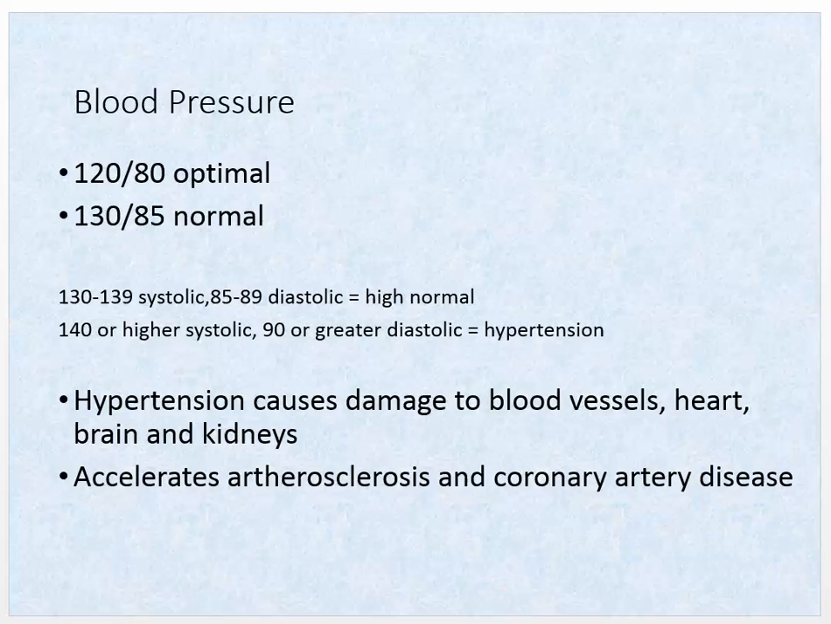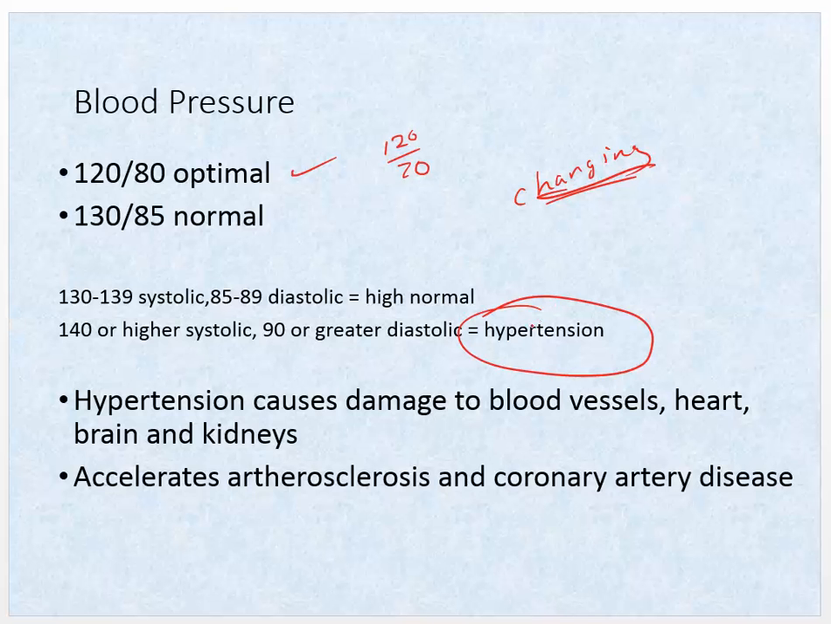So if we look at what all of this means, 120 over 80 is optimal. Our last patient was 120 over 70, so I guess that's okay. 130 over 85 is normal, and these numbers are actually changing, so you might want to pay attention to that. Then 130 to 139 is high normal, and 140 or higher is called hypertension. Hypertension is just a word for high blood pressure.